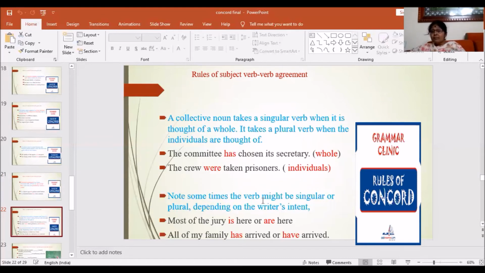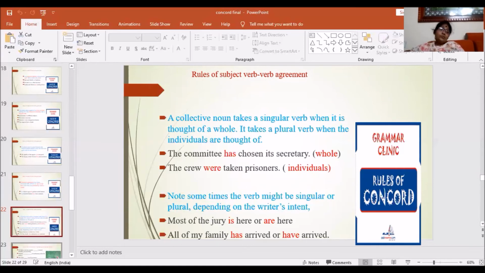Now note that sometimes the verb might be singular or plural depending on the writer's intent. For example, most of the jury is here or are here. One might say is here when he takes the jury as one, or might say are here when he takes the individual members of the jury, right? Similarly, all of my family has arrived or have arrived, depending on whether he's taking the family as a unit or the members of the family. So these are some of the rules that we follow, right?